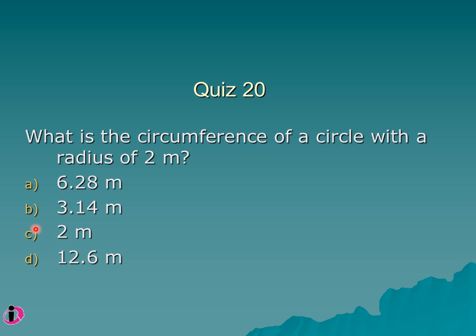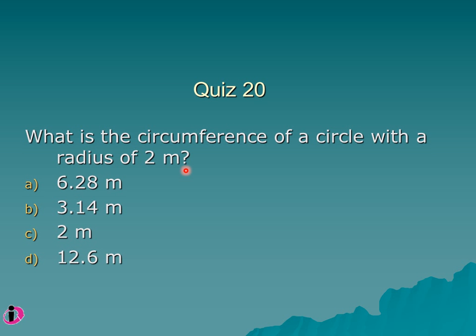Okay. Now let's try a quiz question based on these formulas. This is only one quiz question based on this formula. Now, what is the circumference of a circle with radius of 2 meter? What is the formula? 2 pi r, right? The r is 2 here also.